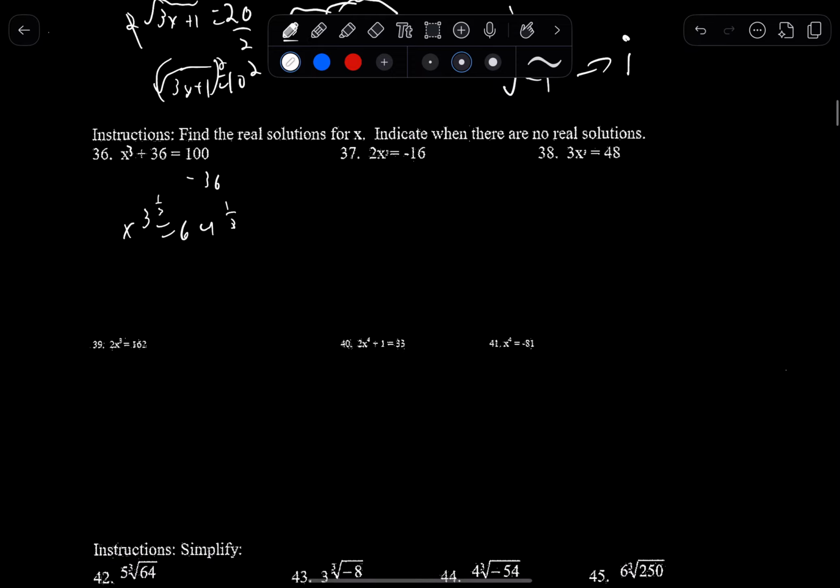Wait, let me see this. And you can skip this part. Okay, so we're going to turn this little exponent into a third to get rid of this cube. So basically, we'll end up with x equals 4.